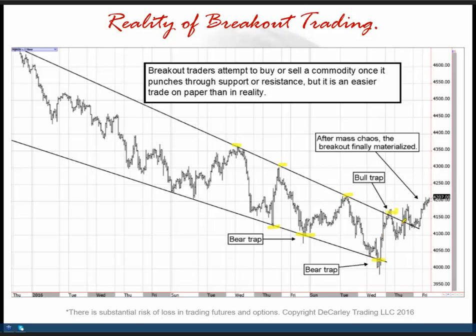Even in this situation where it eventually did break out and make a move higher, it was really messy. So would a breakout trader have actually made money on that? Maybe, but I have a hard time imagining that, especially if they got caught on these bull traps and bear traps before catching a break up here.